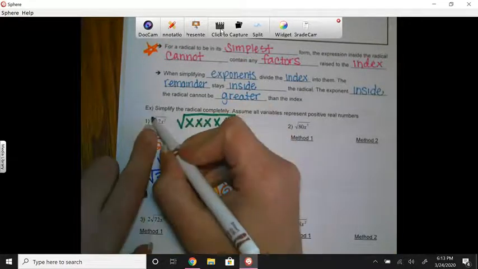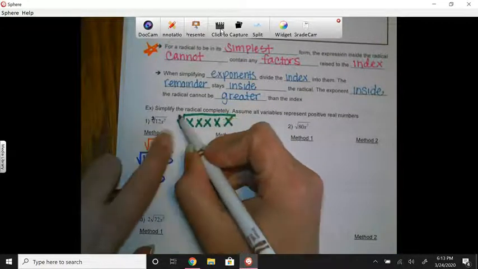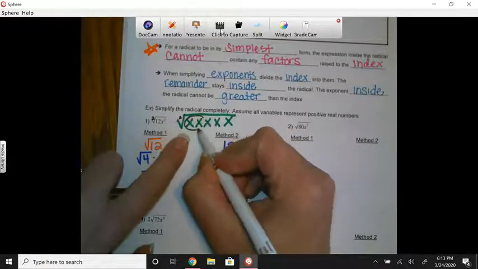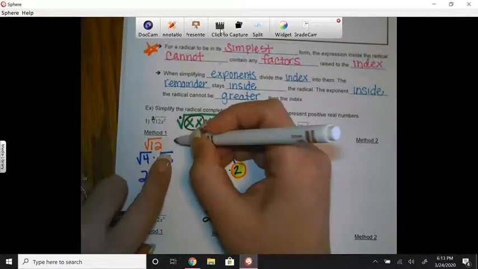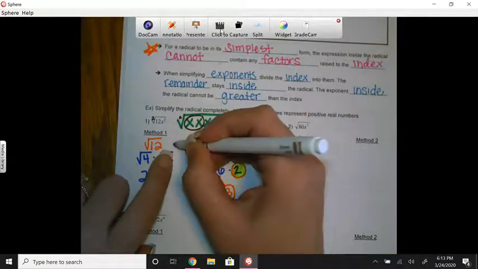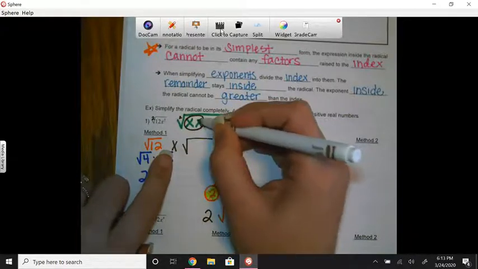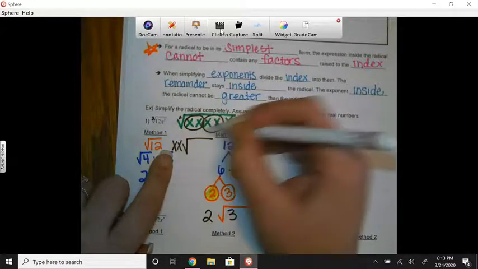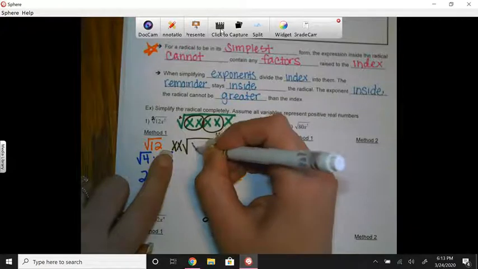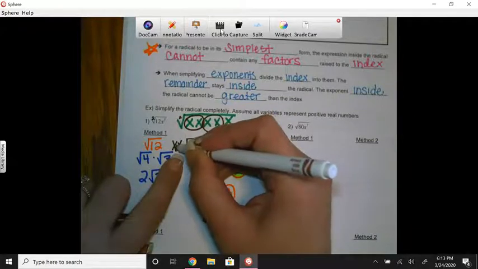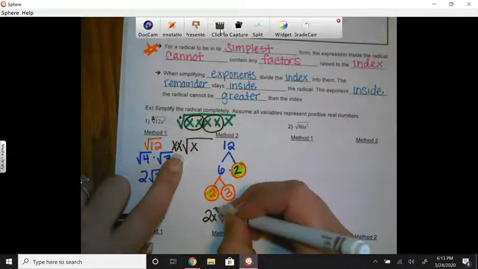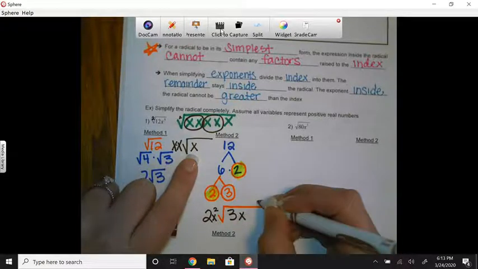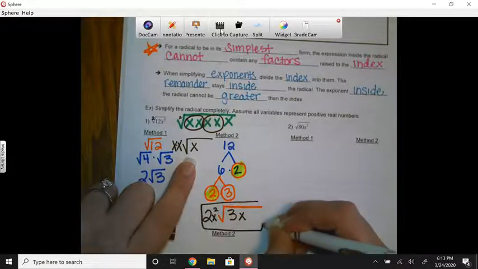So since the index is 2 here, I'm looking for 2 of a kind. So these 2 here, but only 1 makes it out of the jail. And then these 2 here, again, only 1 makes it out. And then you have this 1 left here. So we'd have x times x, so that would be x squared left outside of the radical, and just an x on the inside. And that would be our final answer.